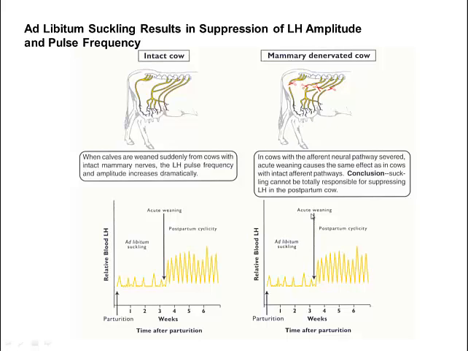And if you wean the calves in these cows where they've been denervated, you'll find that there's also an increase in LH pulse frequency. So what this experiment showed is that just the physical presence of the calf also influences the secretion of GnRH and LH from the pituitary gland. So it's not just about suckling, but it's also about the presence of the calf that has a psychological effect on LH pulse frequency.